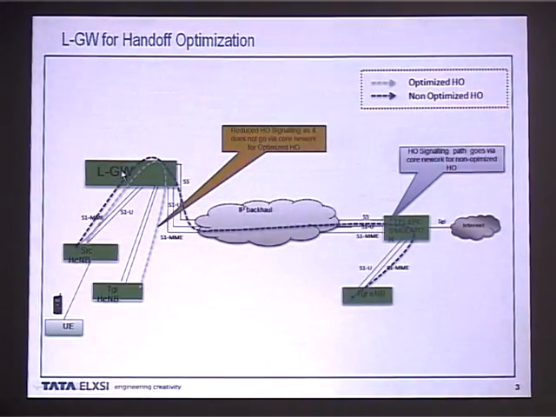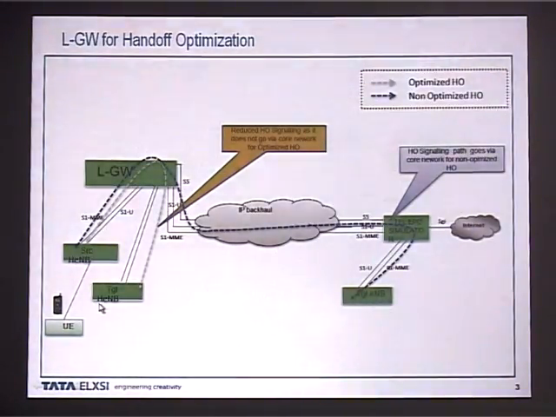Based on the configuration parameter, L gateway will decide whether it has to go for an optimized handover or a non-optimized handover. In case of optimized handover, L gateway will prepare a handover request message and send it to the target eNode B. Similarly, all the handover messages will go via L gateway. Once a handover is completed, L gateway will intimate the EPC emulator about the switching of the UE.